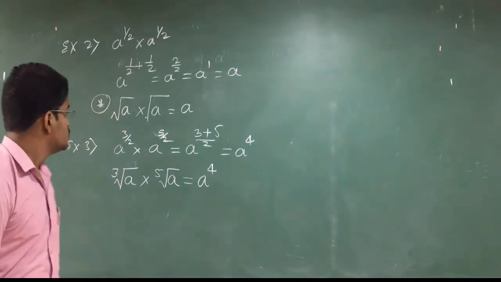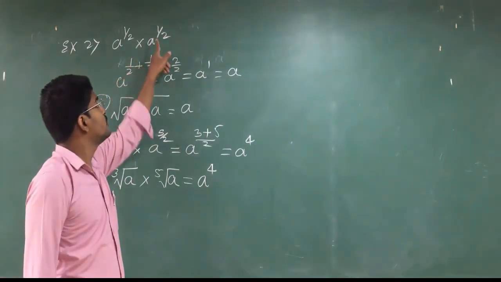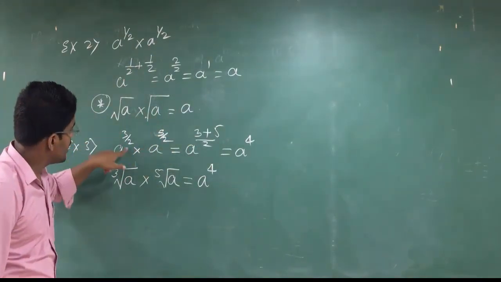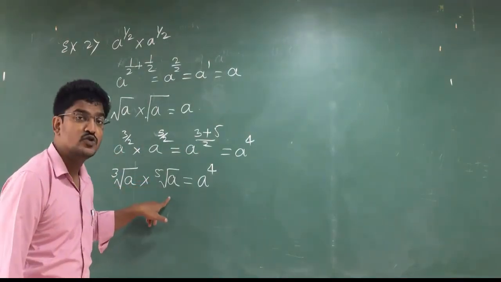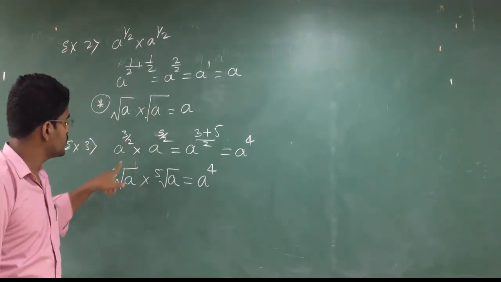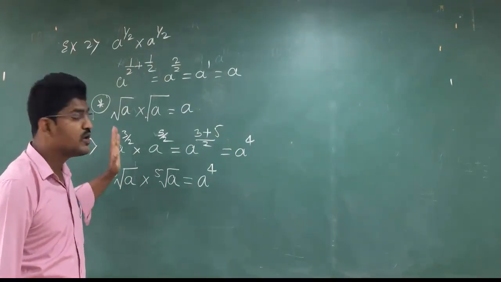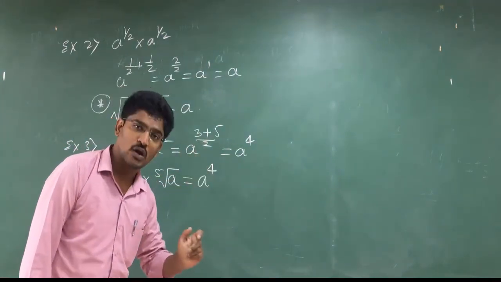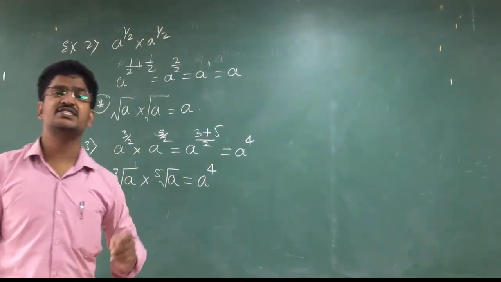Clear, students? So please understand that a to the power of 1 by 2 can be written as root of a. Here a to the power of 1 by 2 can be written as root a. Root a into root a will be a. A to the power of 3 by 2 is the cube root of a. Clear? This is the fifth root of a. That means 5 by 2 can be written as fifth root of a, and 3 by 2 can be written as cube root of a. Clear? So therefore a to the power of 3 by 2 multiplied with a to the power of 5 by 2 will be equal to a to the power of 4. A to the power of 4. Clear? Okay. Let us go for the next problems.